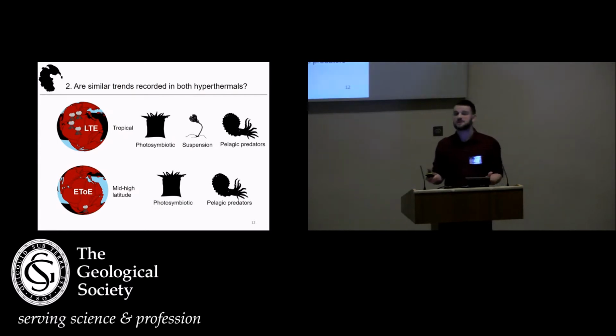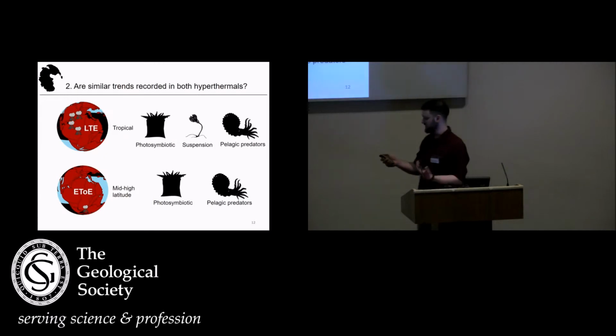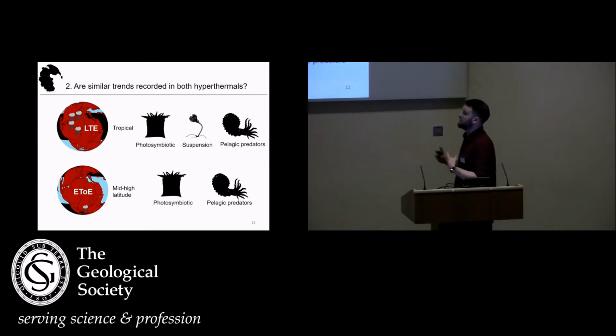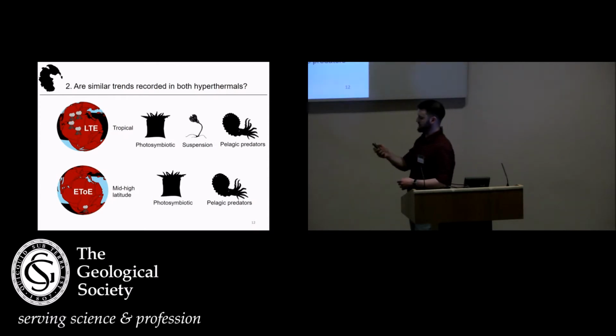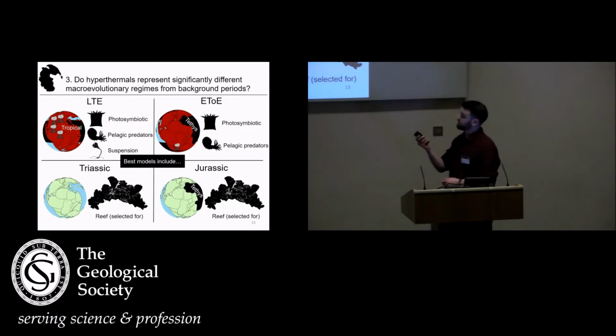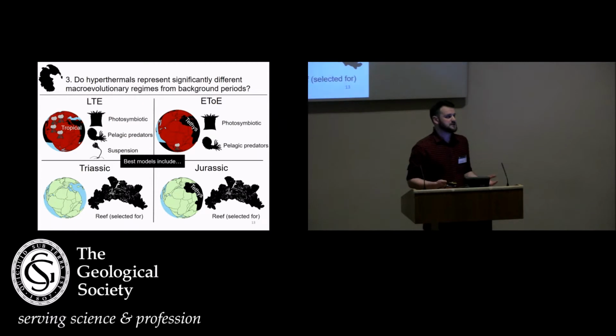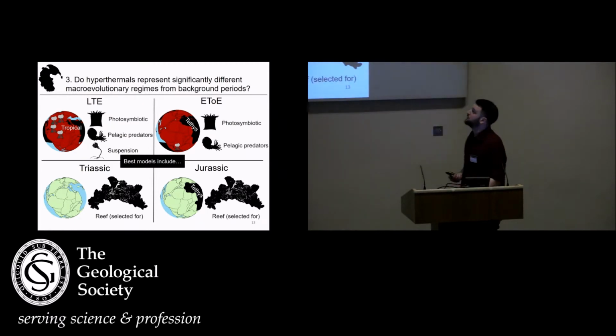So even though there are some similarities between these hyperthermals, maybe the difference in the starting conditions, the difference in where the kill mechanisms are going off, as it was, maybe they have an influence in some of the selectivity patterns. So do hyperthermals represent significantly different macroevolutionary regimes from background periods? Some previous research suggests that in this case they don't, particularly in the late Triassic extinction. It's just a ramping up of extinction magnitude. Our results refute that, and we see quite a clear change in the selectivity patterns.